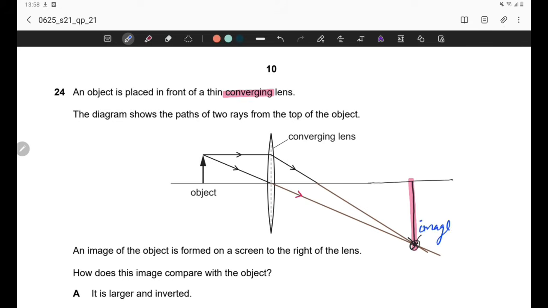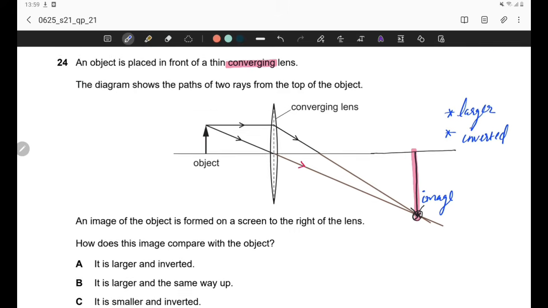Now we can check the characteristics of the image. Comparing to the size of the object, the image is larger. So that is the first point: the image formed is larger. And the second point, it is inverted. As you can see, the object is upright but the image is inverted. So that is the second property, that is inverted. The image is inverted. Now we can see the options.